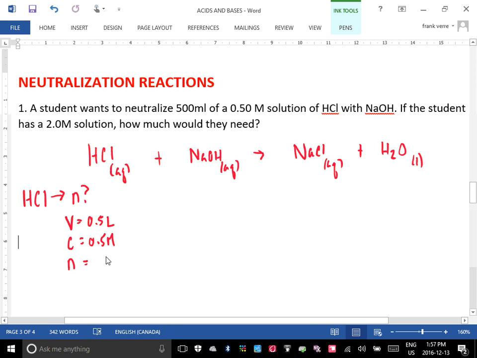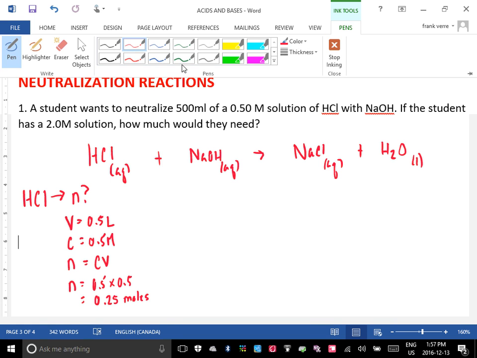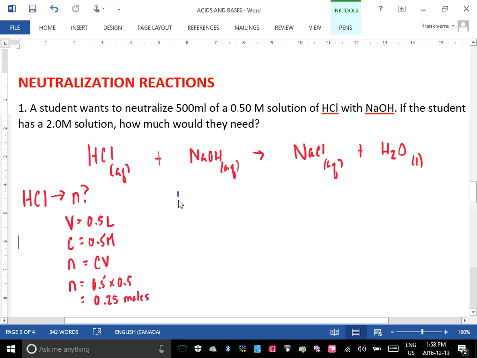And now we can figure out the number of moles as C times V. So C times V, and that would be 0.5 times 0.5, and that's 0.25 moles. That's something we've learned before, right? So now we know that we need 0.25 moles of sodium hydroxide because the ratio is 1 to 1. So if you have 0.25 moles of HCl, you need 0.25 moles of NaOH.